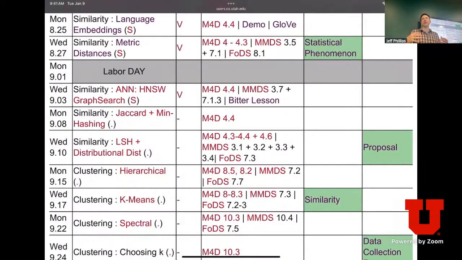If people still haven't found groups, is anyone still looking for a group? Okay, great sign. But if there are people online who are still looking for groups, we will try to pair you up afterwards, and you will lose some points on the first part of the project assignment. Okay, so that's coming up.